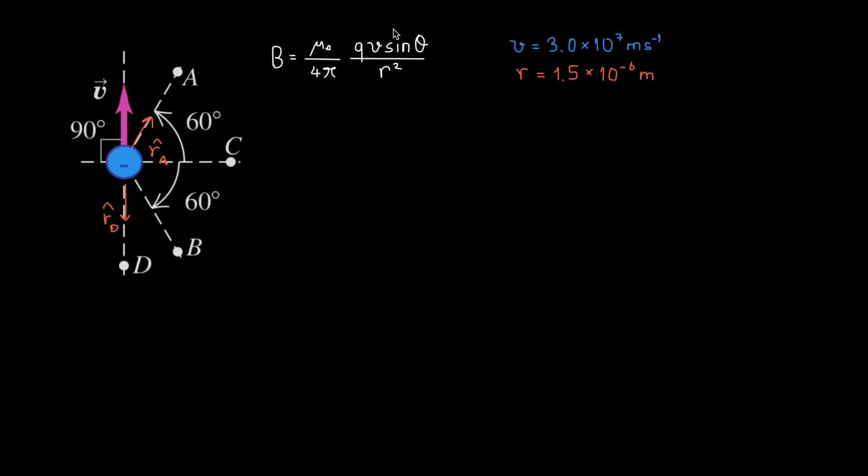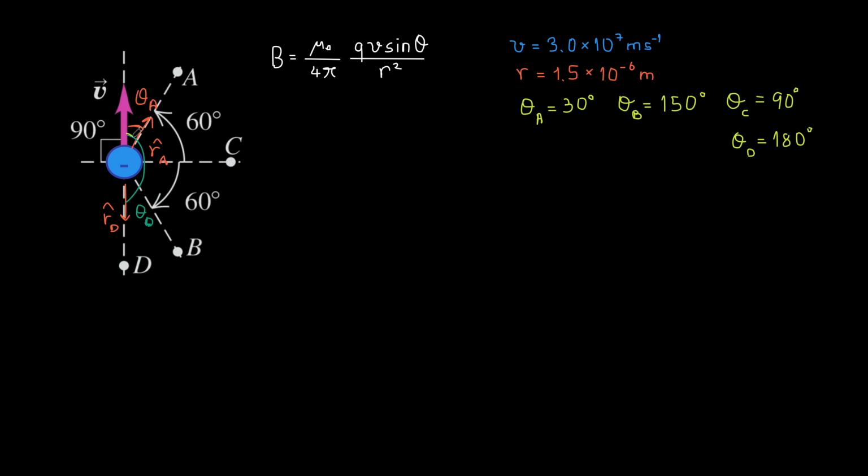And so what's the angle theta then? For point A, the angle theta is this one right here. So this is theta A, which is 30 degrees. How about theta for point D? The velocity vector is pointing vertically up and r hat D is pointing vertically down. So the angle between the two is this whole thing, theta D, which is 180 degrees. So this is theta sub D. Similarly, theta B is equal to 150 degrees.